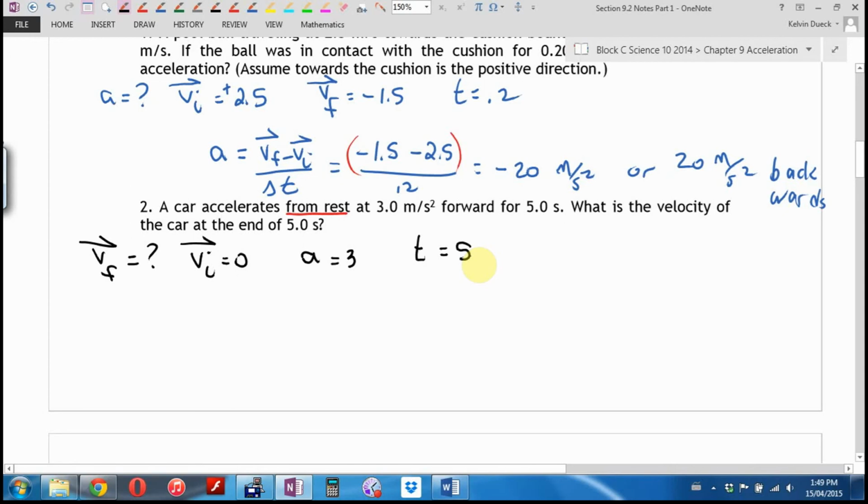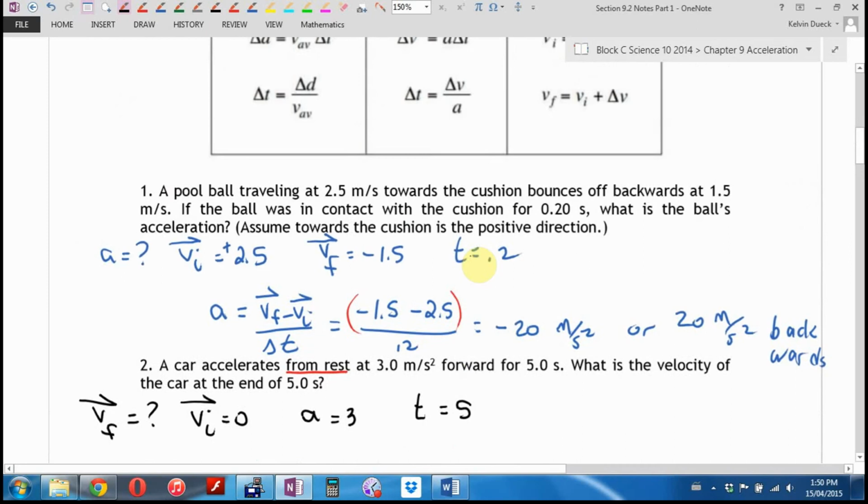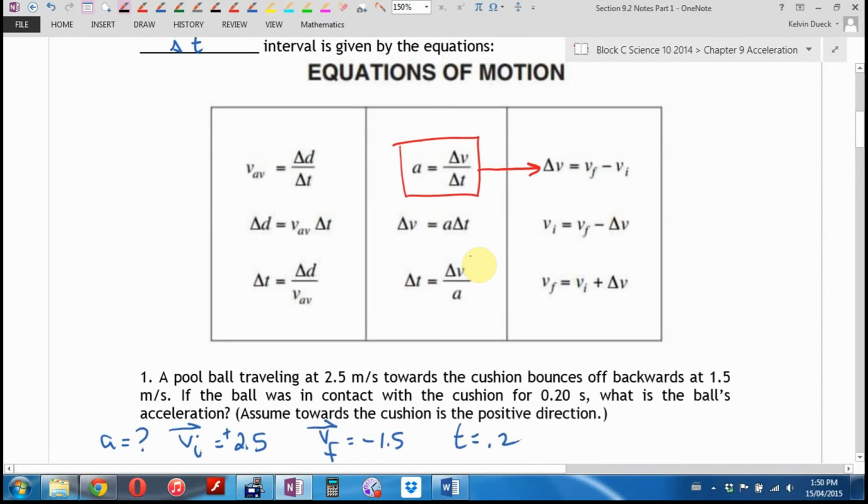Allison, you okay with the setup? Matt, what did you say we're asked to find? Time. So, really? We're asked to find time? Velocity. Which one? Final. Okay. Is there an equation that has a v final by itself? That one. Ty, I'm going to write that down.